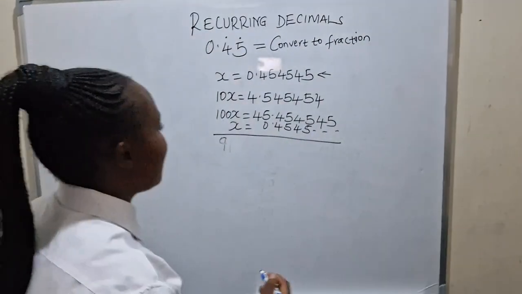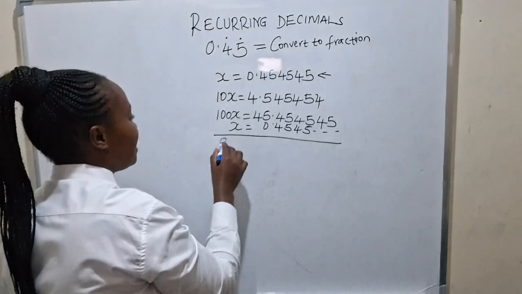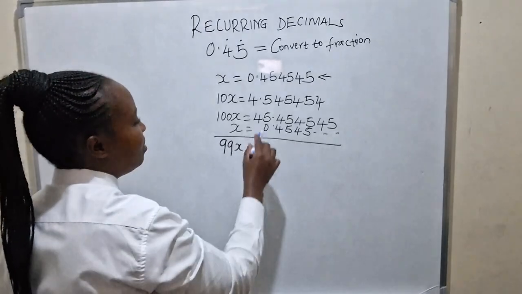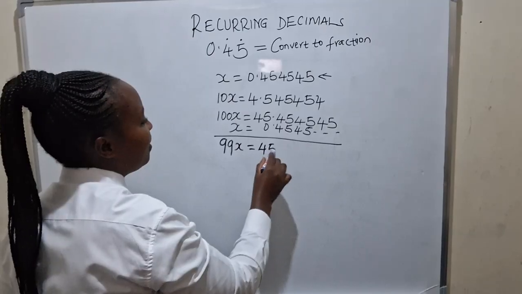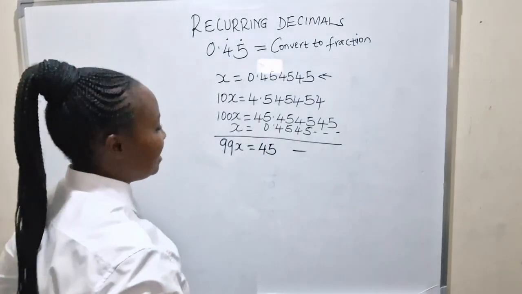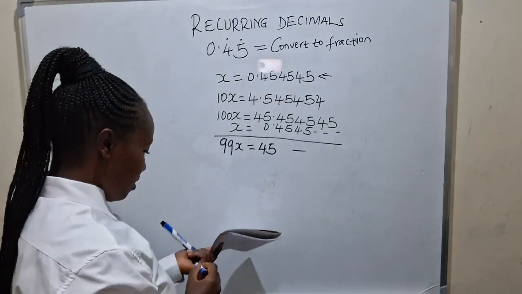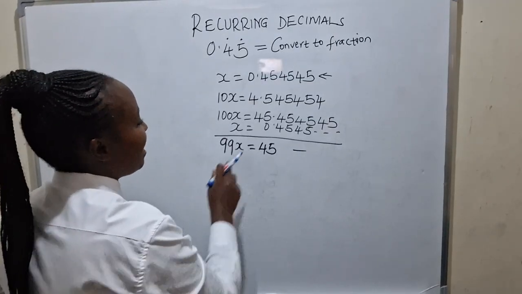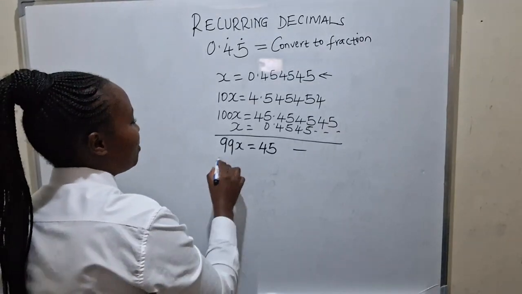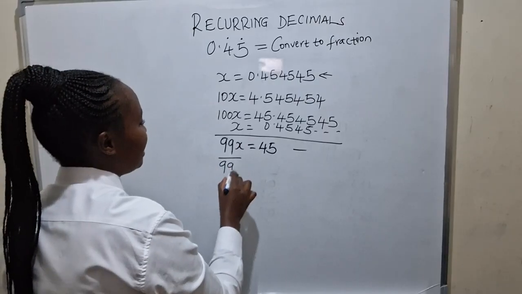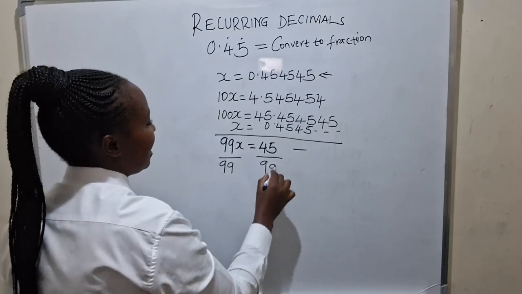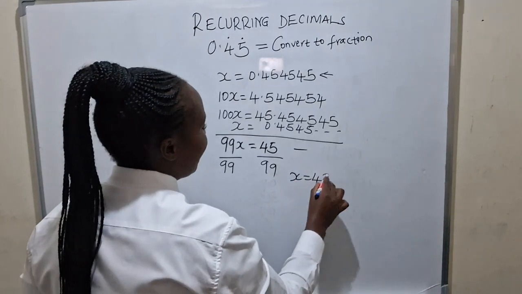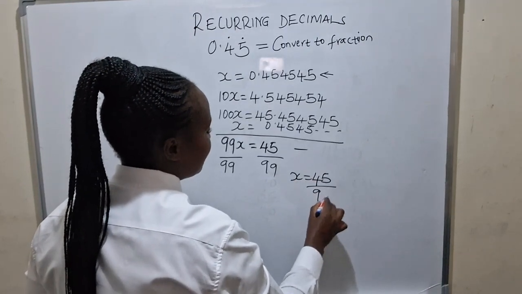So you get 100x minus x is 99x, which equals 45, and the other side ends, okay? So you can divide both sides by 99 so that you are left with x on this side. So you divide both sides by 99, and we can say that x equals 45 over 99.